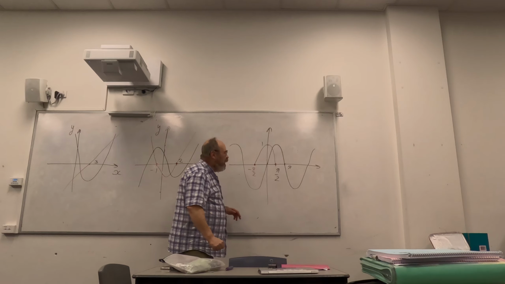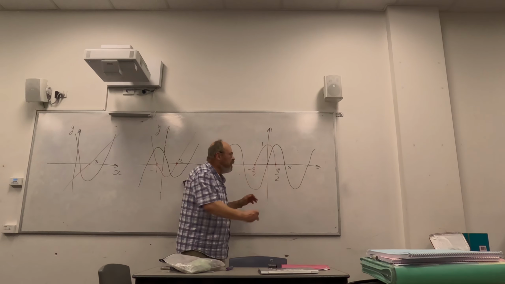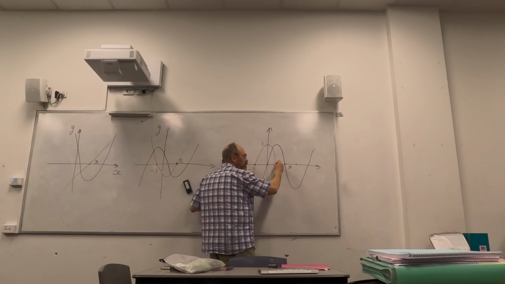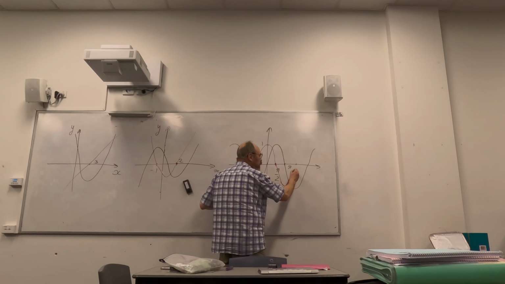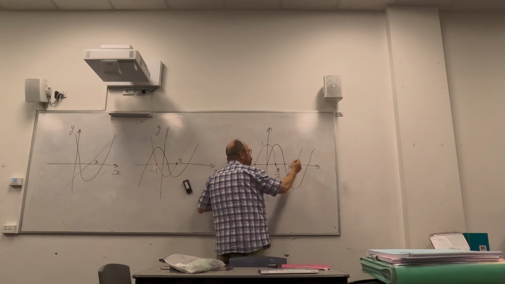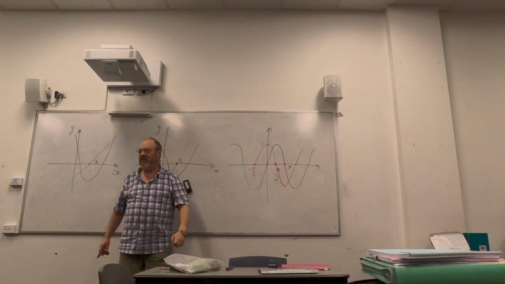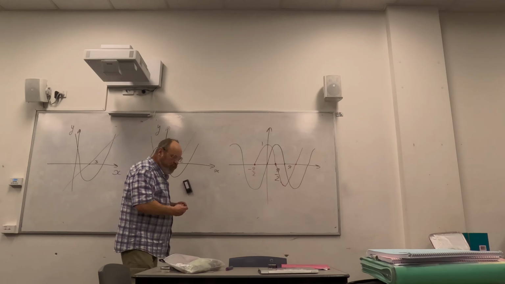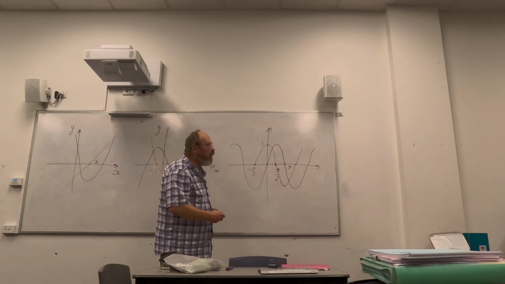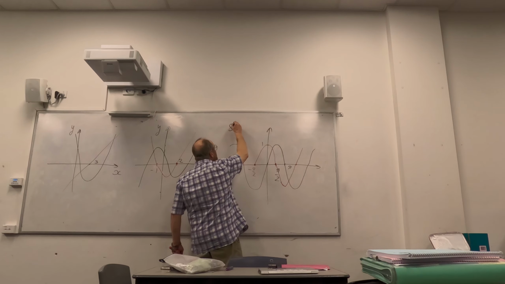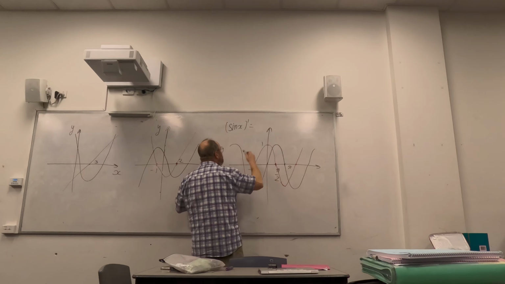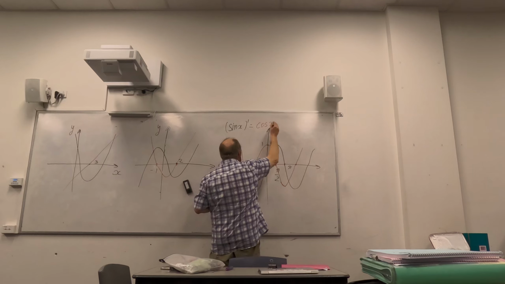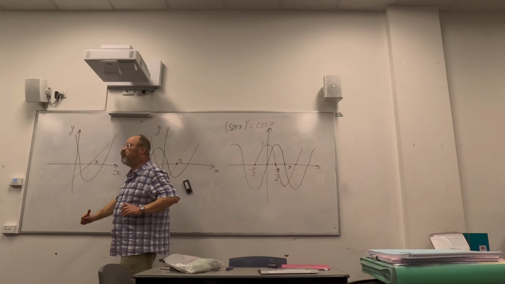Then the function starts decreasing up to here, so the derivative is negative, then it becomes 0 here, and the function starts increasing, so the derivative becomes positive. What graph do we obtain? A cos graph. So just by looking at the graph, we worked out that the derivative of sine x equals cos x. This is not part of unit 1, 2, it's part of 3, 4.